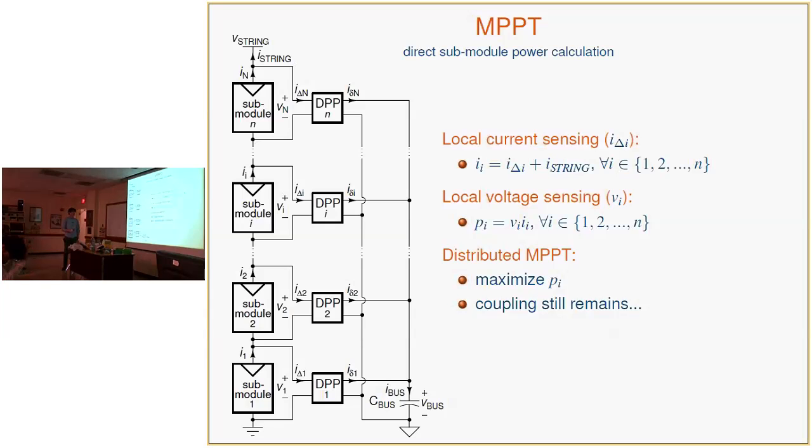power, right? But you still have coupling, because even if you're trying to track, say, submodule 1's maximum power point, whenever it perturbs, it's going to either inject or absorb power from the bus, and that's going to affect the states of all of the submodules above it. So when they're trying to perform maximum power point tracking, it's going to affect their algorithms.